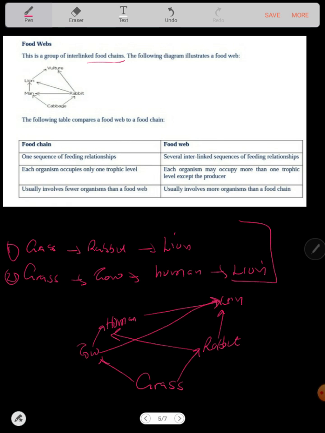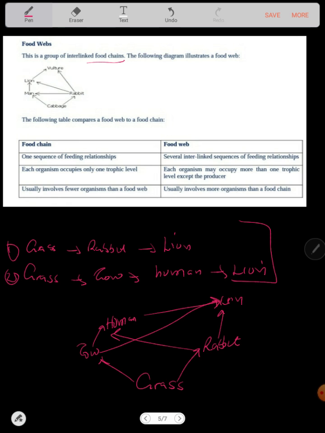Now, what's the difference between a food chain and a food web? This question comes, please take note. One sequence of feeding relationship. In a food chain, there's only one sequence. This is a sequence and that's a sequence. Now, for a food web, there are several interlinked sequences. You can see that there's a sequence going that side, there's this sequence going that, there's this sequence going like that. You understand that?